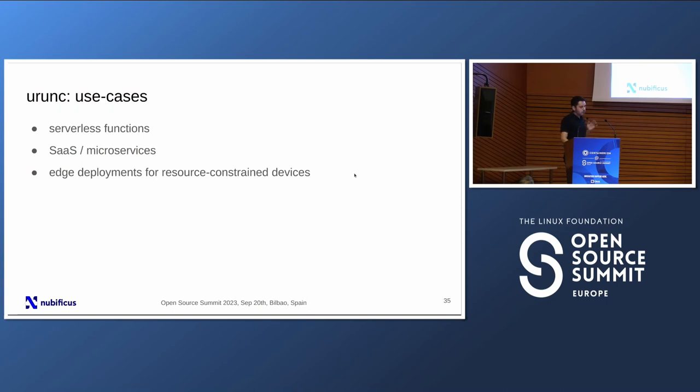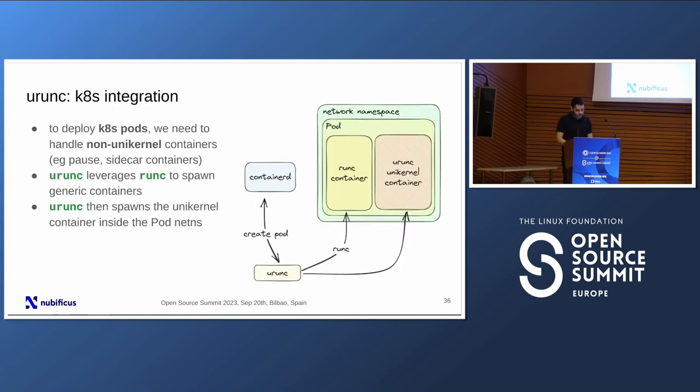However, we think there are also some other use cases, more complex perhaps, that would really benefit from unikernels. For example, serverless functions, software as a service, and of course, edge deployments where our devices are usually resource constrained. So let's see how we can integrate urunc with Kubernetes. Now, the main challenge we had is that in order to deploy Kubernetes pods, you need to handle non-unikernel containers. For example, the pause container of the pod or any other sidecar container.